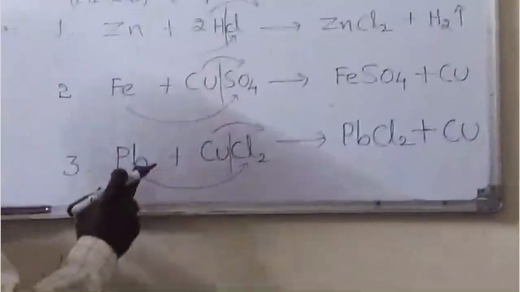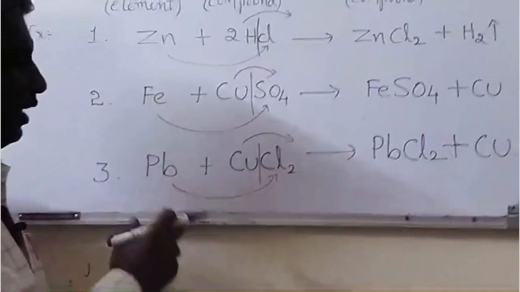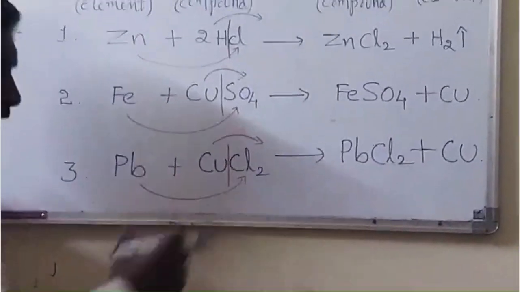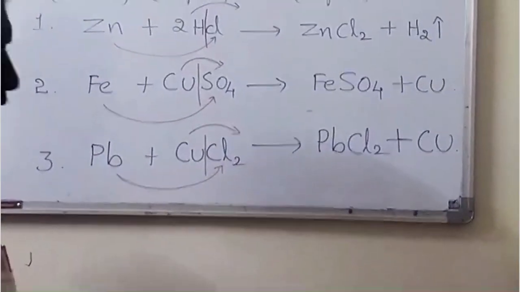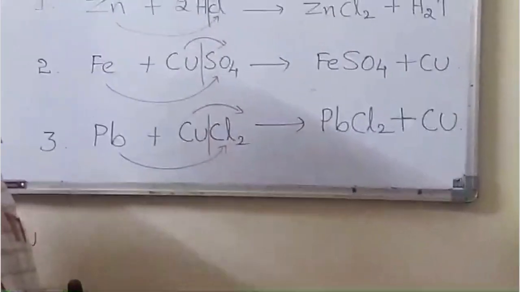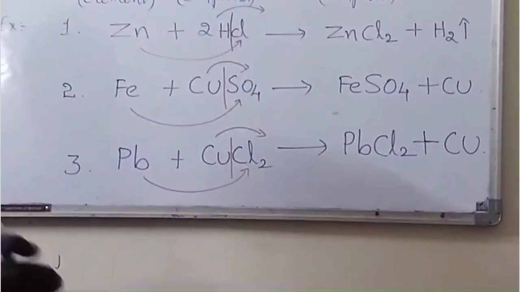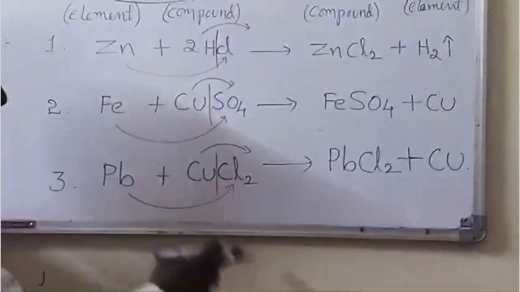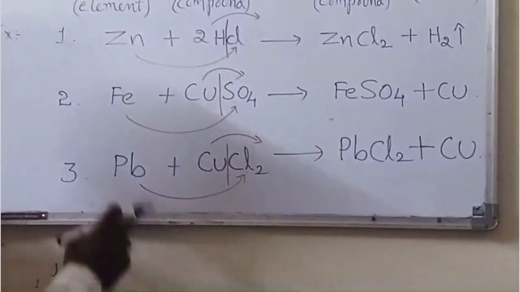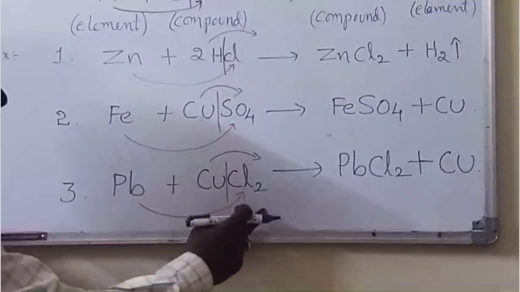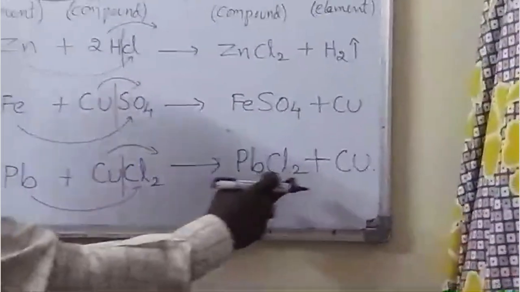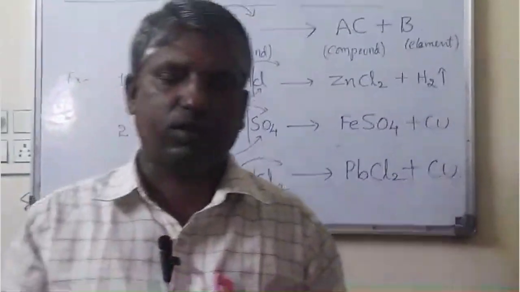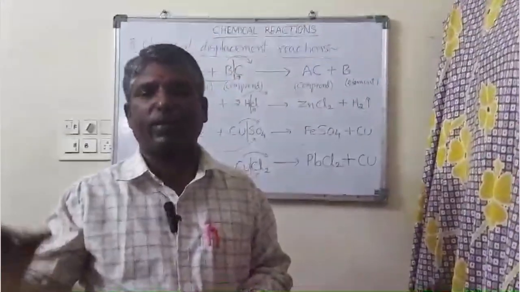Next one. Plumbum, that means lead. Lead reacts with copper chloride. Copper chloride is a compound. It is a mixture of copper and chlorine. When we observe this chemical displacement reaction, lead combines with chlorine, then copper will be separated. Pb plus CuCl2 gives rise to PbCl2 plus Cu. Such types of reactions are called chemical displacement reactions.